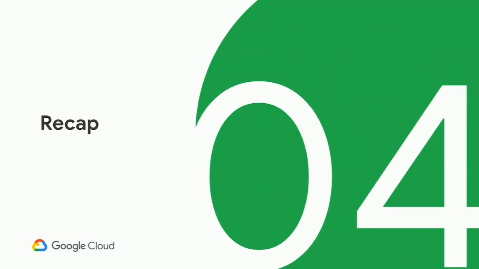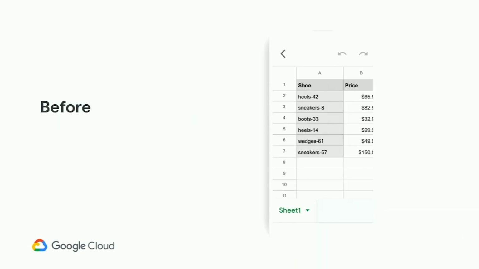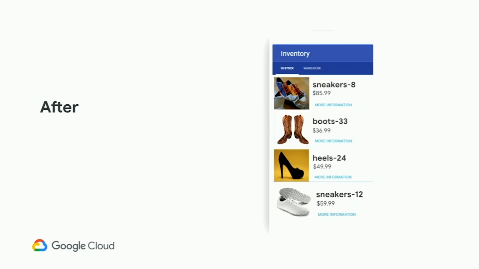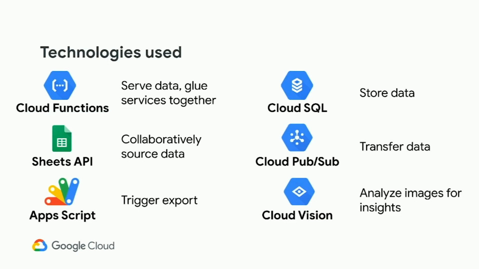So we only have a few minutes left, so let's recap what we touched on today. This is what we started with. And then with a few functions, a little bit of glue, this is what we got to. So in just a couple hundred lines of code, we turned a sheet into a whole backend service with reliable data transfer to a managed database. Most importantly, it's still user-friendly without having to build a second interface.